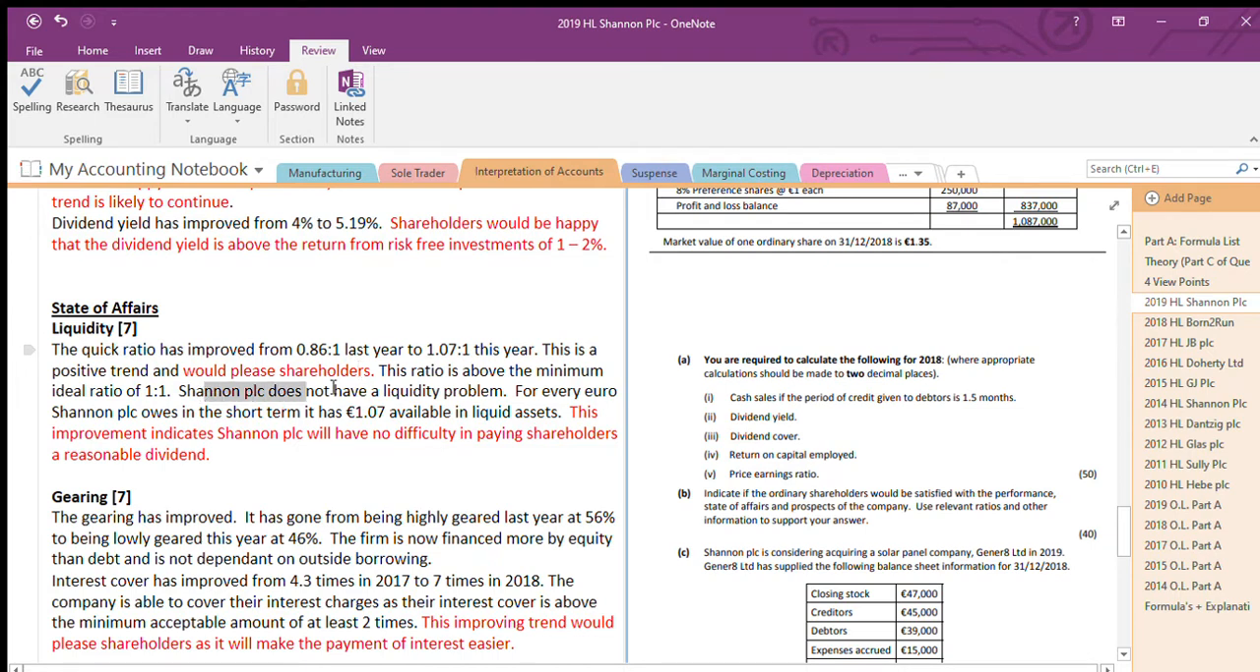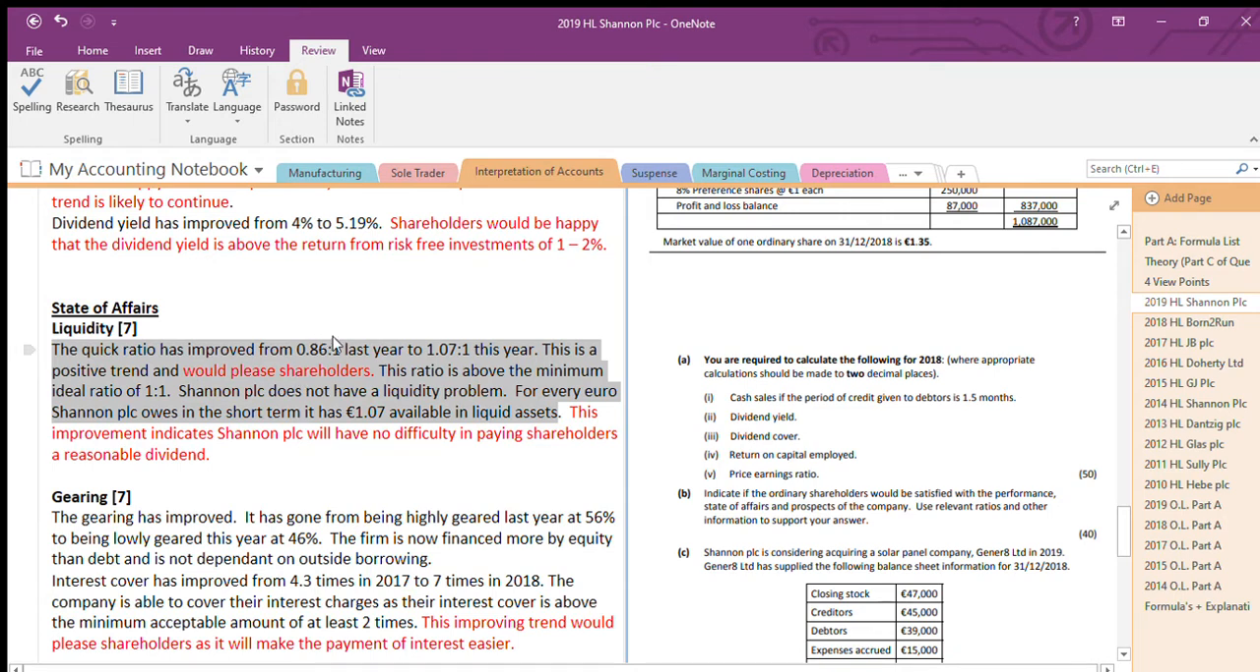Again, a couple of things that you'll have to say here. You'll have to say this for every single question. If they're above 1:1, they do not have a liquidity problem, because it means their current assets, apart from their closing stock, the rest of their current assets are still bigger than their current liabilities. And that's a good thing, because they're not short on cash for the future. So they do not have a liquidity problem. For every euro Shannon PLC owes in the short term, it has a euro 7 cent available in liquid assets. You say the same thing every single time.